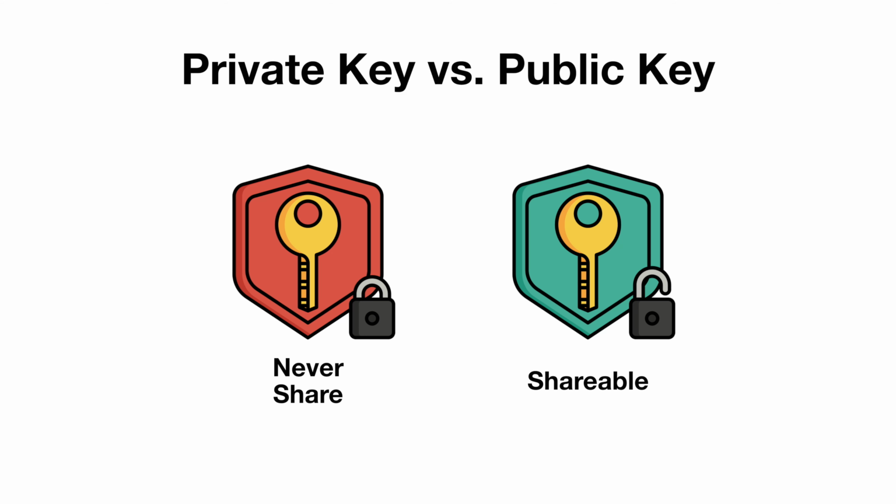Here's the fascinating part. The relationship between the private key and the public key is unidirectional. You can derive a public key from a private key, but it is mathematically infeasible to reverse the process and deduce the private key from the public key.